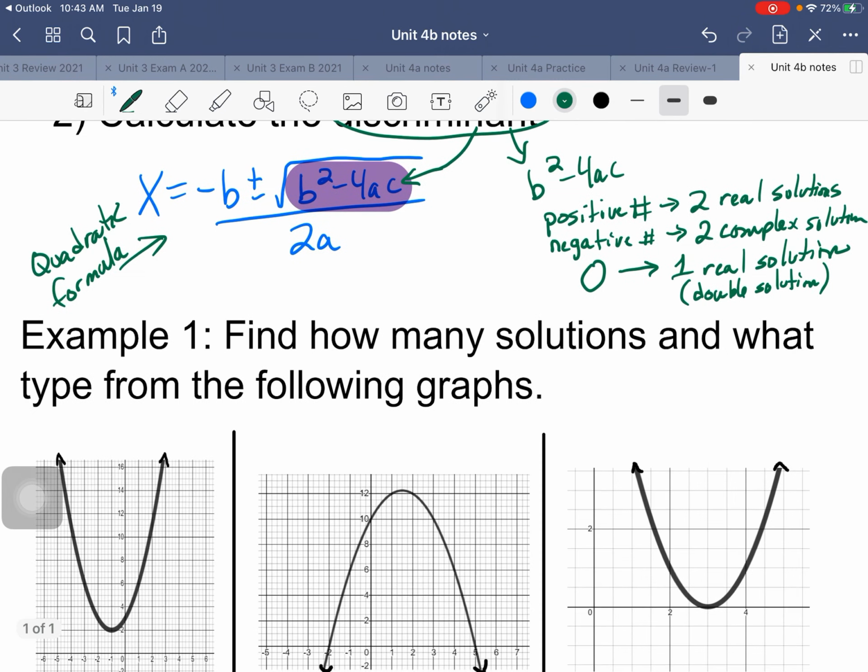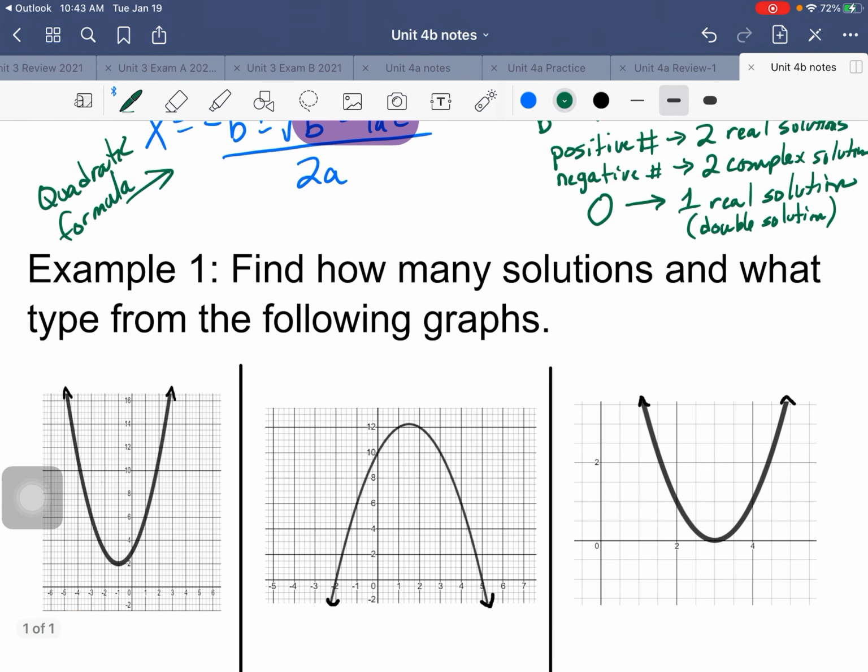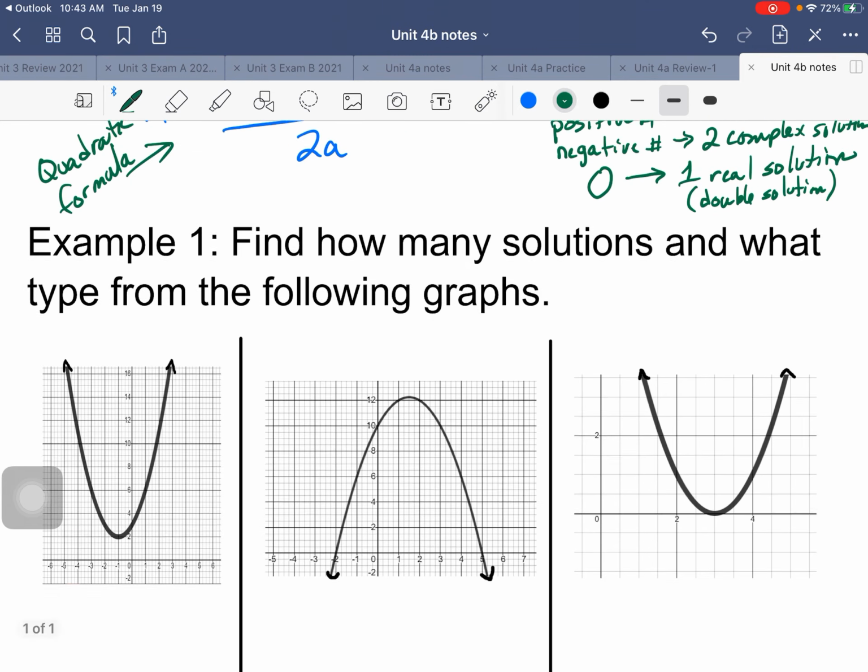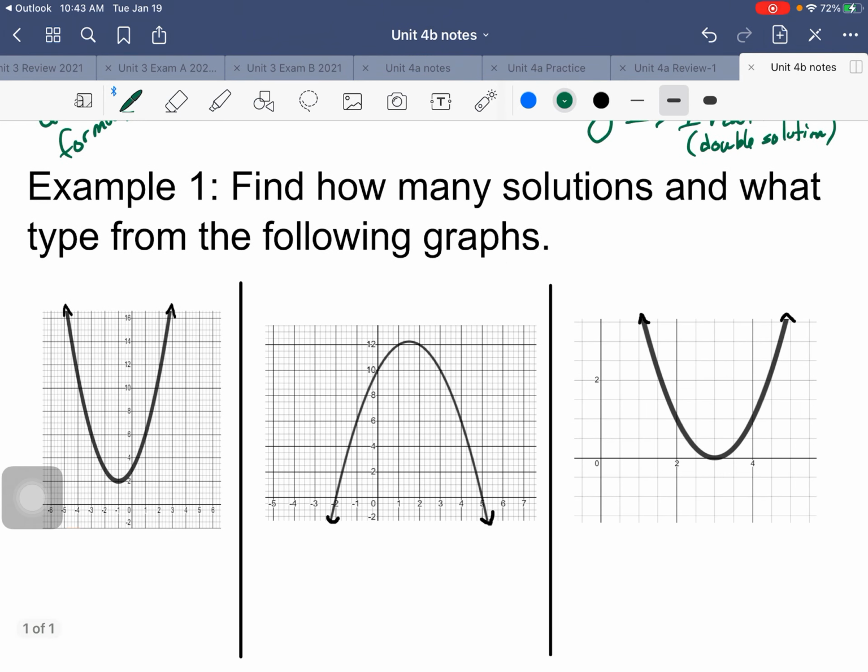All right, so look at example 1: find how many solutions and what type from the following graph. When you're looking at graphs, we're really primarily just focused on the x-axis. That's all you're looking at. How many times does it cross the x-axis? Well, the first one doesn't cross or touch the x-axis at all. So it says 0 real solutions, because it didn't cross the x-axis.